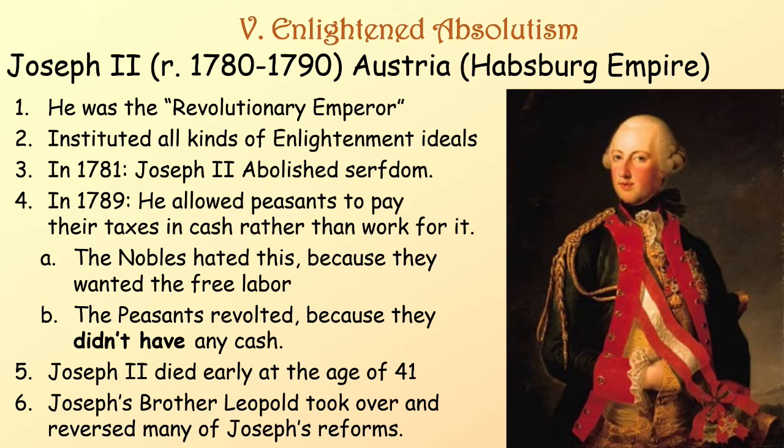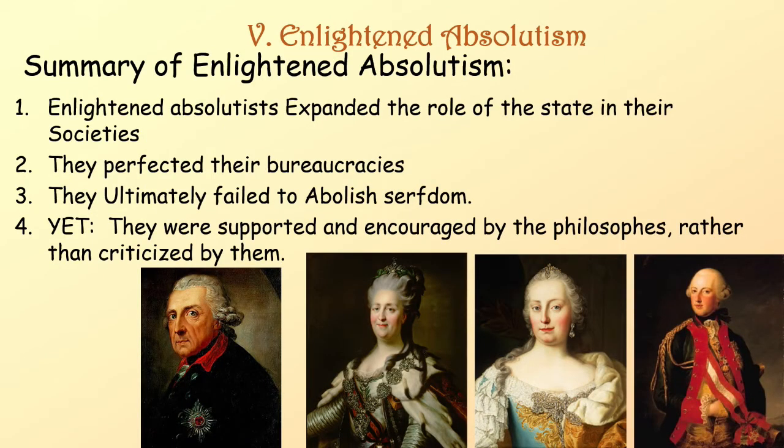Nobles hated this because they wanted the free labor. Peasants revolted because they didn't have any cash. And so Joseph II died early, actually, at the age of 41, and his brother Leopold took over and reversed many of Joseph's reforms. So a summary of Enlightened Absolutism.